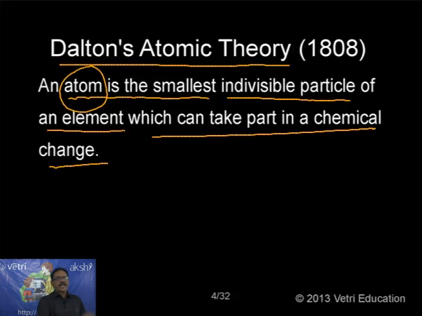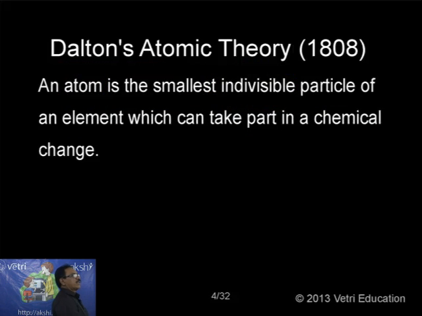Atom is a word derived from the Greek word atomos, meaning uncuttable or indivisible. That is the meaning, and from that Dalton proposed that it is the smallest indivisible particle. But we know now, according to the modern theory, it is not indivisible, it is divisible. An atom consists of protons, neutrons and electrons. That will be discussed later. This is regarding Dalton's atomic theory.